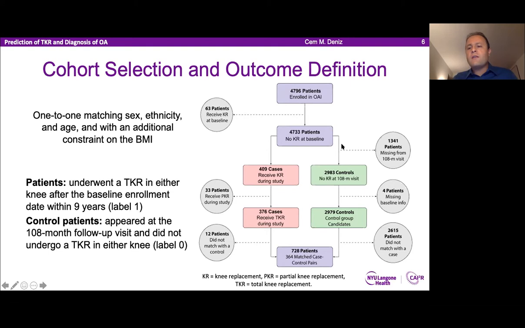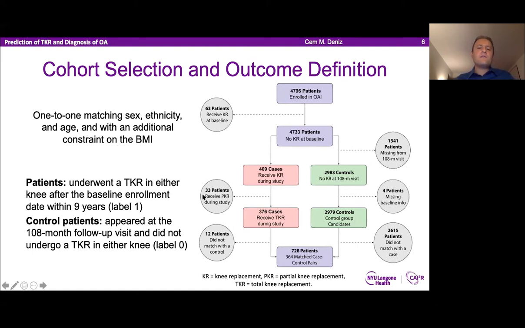And in terms of looking at the controls, we have seen that some of the patients were missing from the 9 years visit, so we just neglected those. And we make sure that they don't have a knee replacement at the 9-year visit. So 4 patients were missing baseline information, and using this control group and cases, we did one-to-one matching with respect to sex, ethnicity, and age, with some additional constraints on the BMI. Our matched case control pairs resulted in 728 patients.